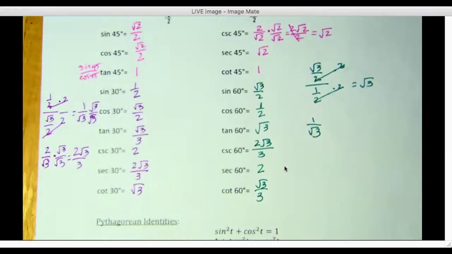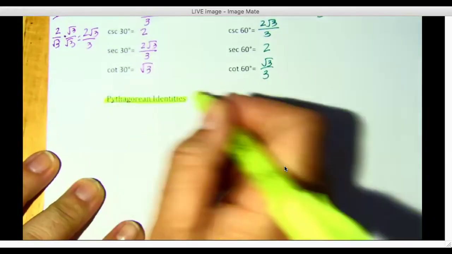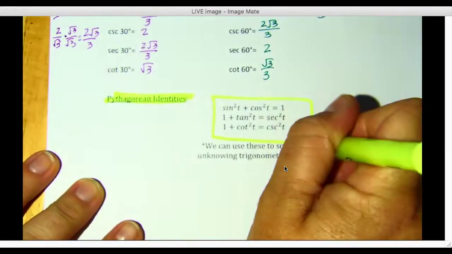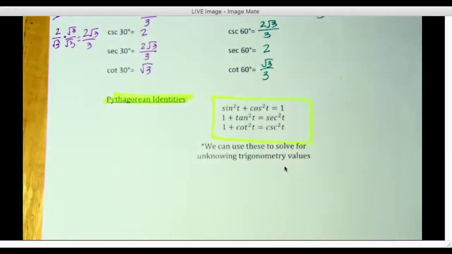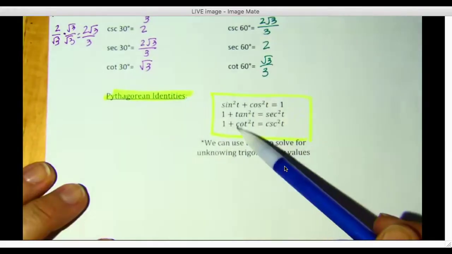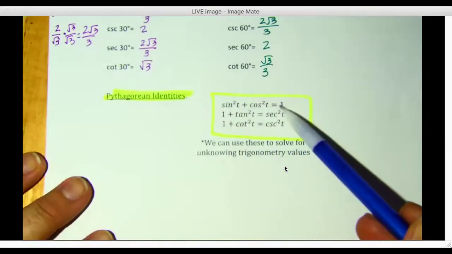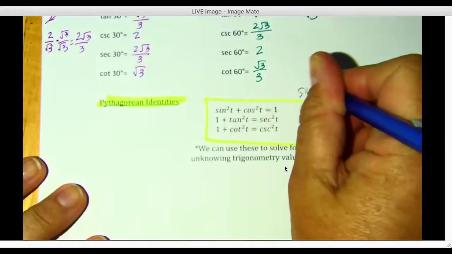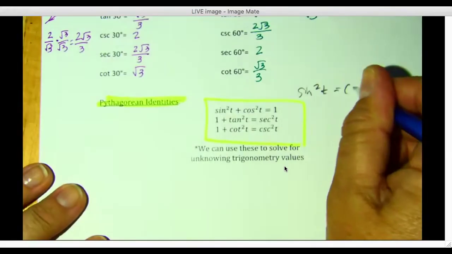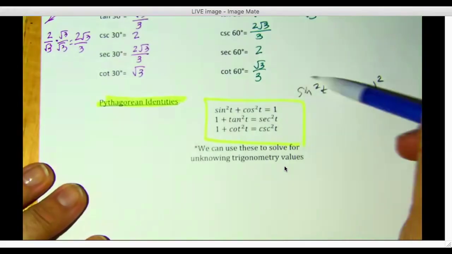At the bottom of this page here, you see what are called the Pythagorean identities. And these identities are some of the most important identities that you will use in this class, as well as in Calc 1, 2, 3, and so on. So these are called the Pythagorean identities. You can memorize the first one, and then you can find the other two from that first equation. So sine squared t plus cosine squared t is equal to 1. When you see sine squared t, that means the sine function squared. Those mean the same thing. We just use the notation like this.